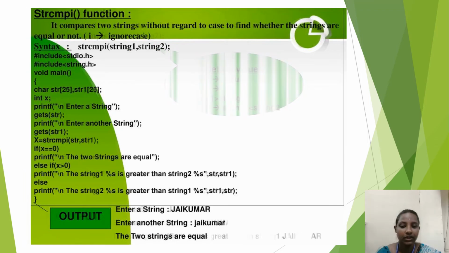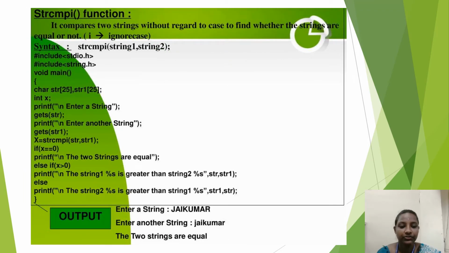Our next string handling function is strcmpi. So str stands for string, cmp stands for compare, and i stands for ignore case. Ignore case means here we are comparing the two strings by ignoring the case. Case here is uppercase or lowercase. Whether we give string 1 as uppercase and string 2 as lowercase, we have to display the output as equal only.